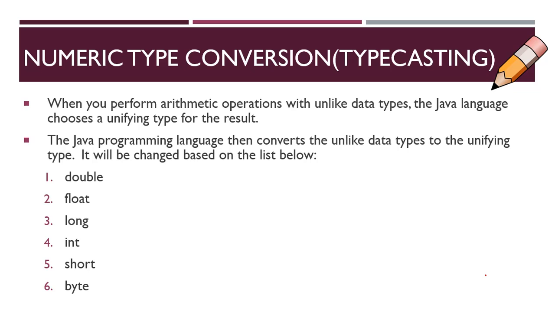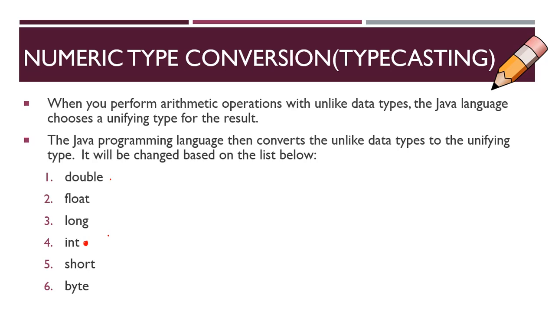Let's also talk about numeric type conversions, also known as typecasting. When I perform arithmetic operations with unlike data types, like let's say I add an int to a double, the Java language chooses a type for the result, and it's going to be in this order. If I have a double in there, it'll make a double. If there's a float, long, int, so notice ints are kind of low on the board. So if I add an int to a double, you will get a double. If I add a double to a double, you'll get a double.